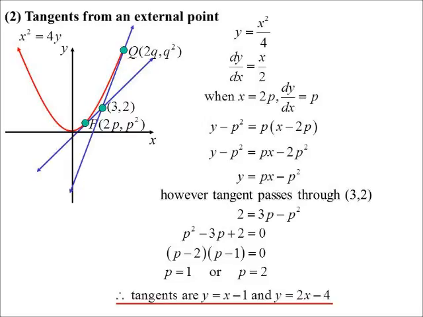So now I can go back to my equation of a tangent. Well, because I know what the parameters are, when p equals 1, I'll get y equals x minus 1. And when p equals 2, I'll get y equals 2x minus 4. And there's my two equations. So that's a way we can find the equation of the tangent even when the point is not on the parabola itself. It could be some external point. But if it is from an external point, we'll usually end up with two possibilities for the tangent.